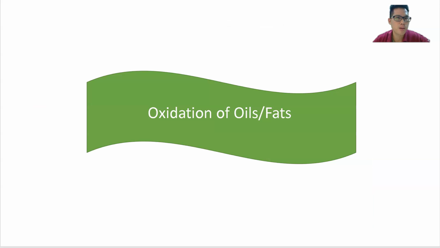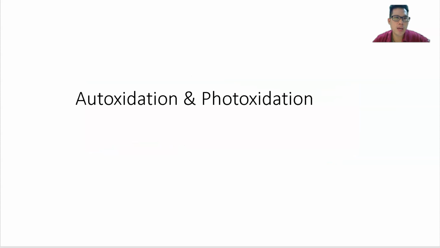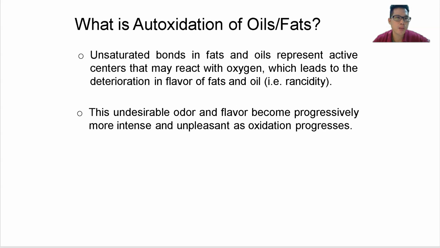Okay, oxidation of oil and fats. There are 2 types: autooxidation and photooxidation. They are very similar, but they have some distinctions. Let's look at what autooxidation is here. Autooxidation is basically where unsaturated bonds in fats and oil represent active centers that may react with oxygen, which leads to the deterioration in flavor of fats and oil.